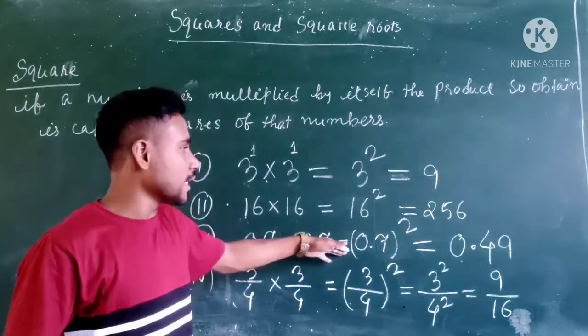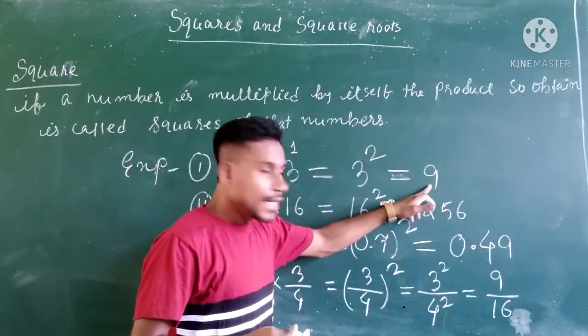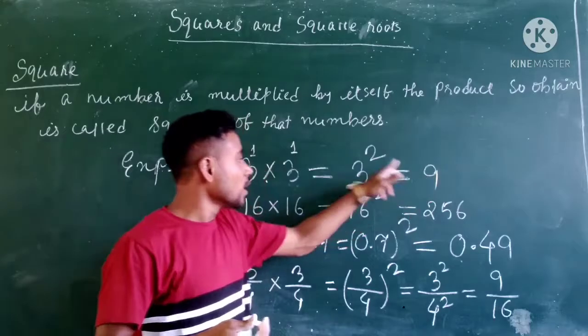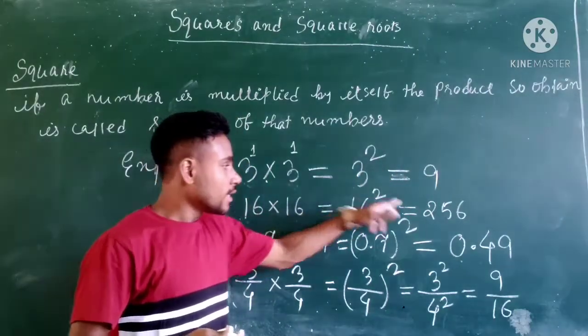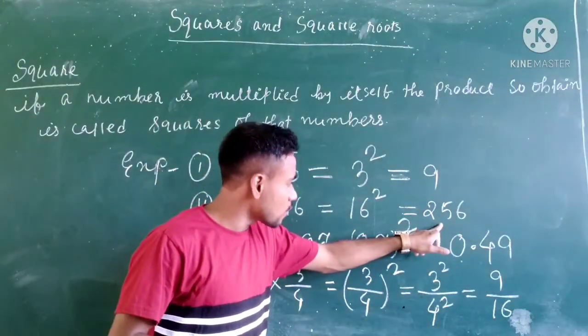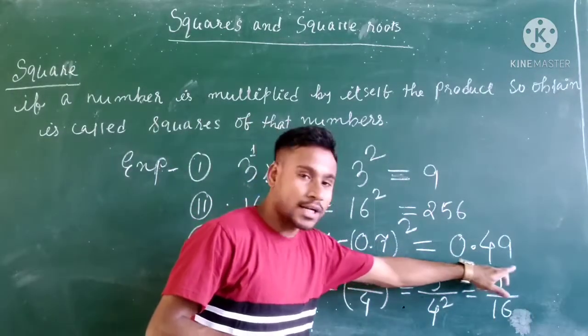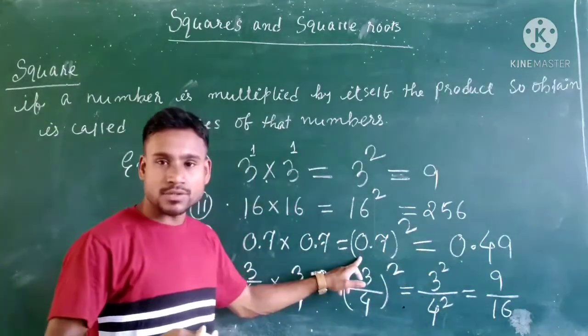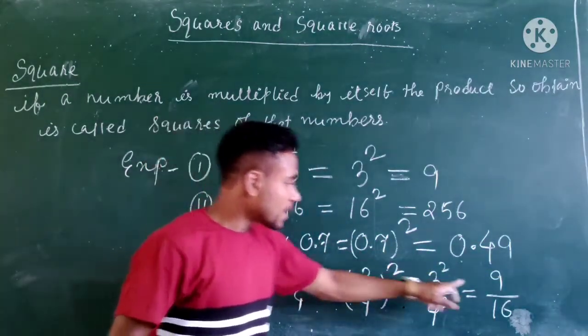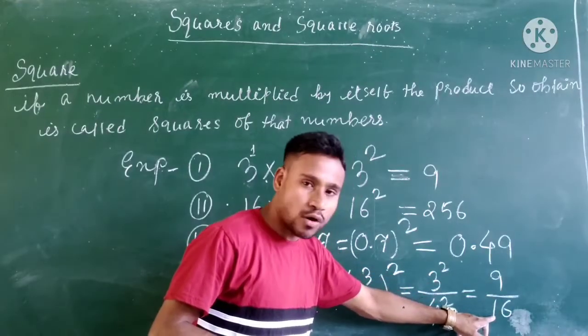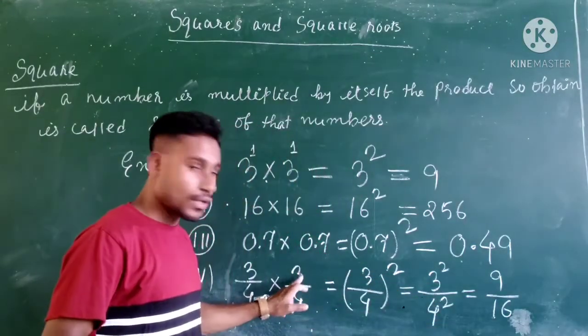And again, one more thing is here. Here this 9 is called what? The square of 3. This 256 is called the square of 16. And this 0.49 is called what? The square of 0.7. Now this 9 by 16 is called what? The square of 3 by 4.